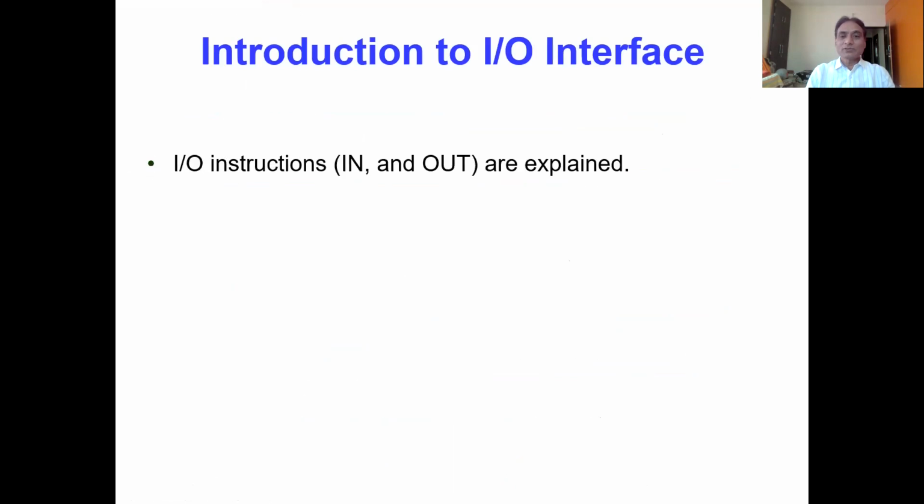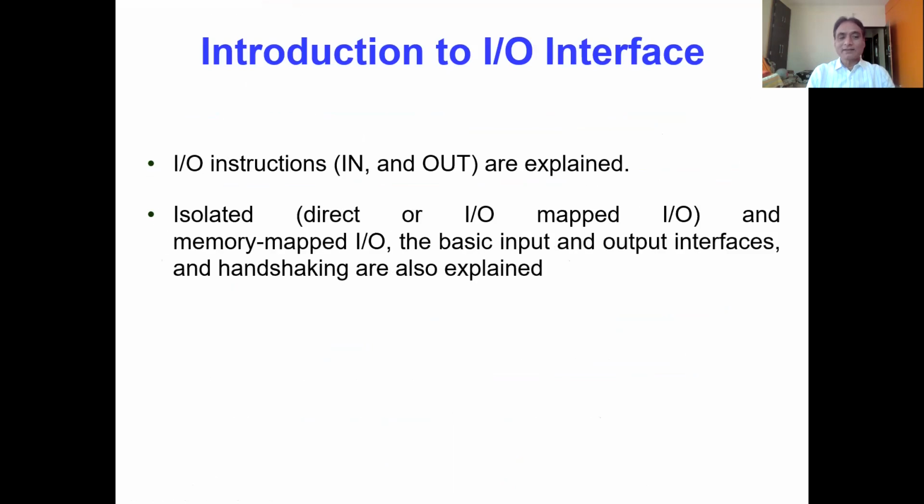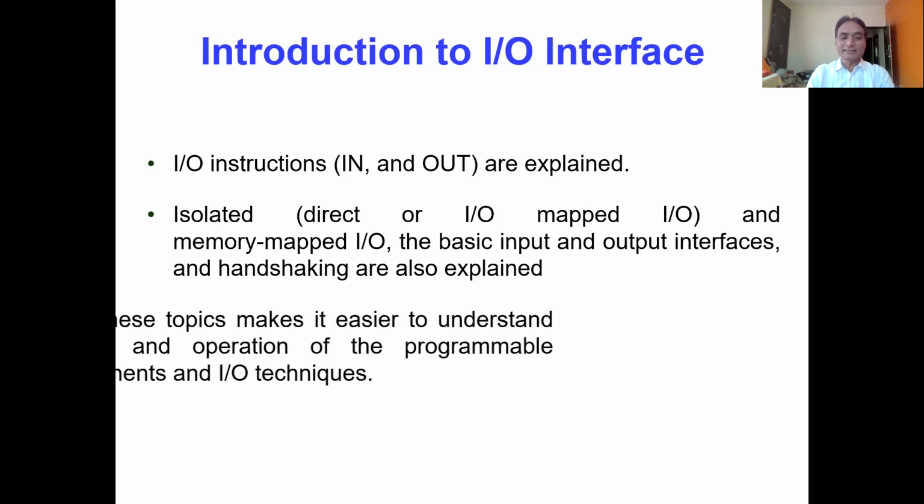Now, let us have the introduction to IO interface. In IO interface, the IN and OUT instructions are going to be explained. Isolated IO, which is also referred to as direct IO or IO mapped IO, and memory mapped IO are used for basic input output interface and handshaking. We are going to discuss direct IO, IO mapped IO, memory mapped IO, basic input and output interfaces, and the concept of handshaking.